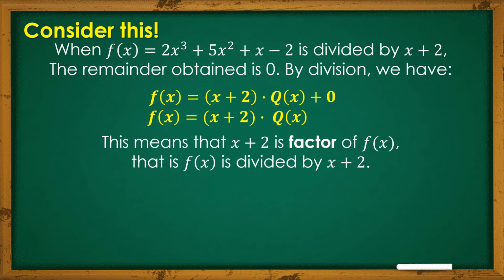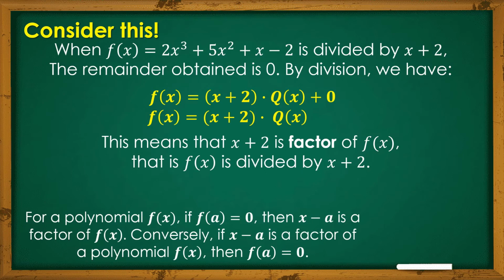Using long division o kaya synthetic division, o kaya gamitin yung remainder theorem, 0 ang ma-obtain na remainder kapag dinivide natin yung dividend sa divisor na x plus 2. At kapag 0 ang ating remainder, ang ibig sabihin, factor yung x plus 2 ng ating given dividend. So for any polynomial f of x, if f of a is 0 or naging 0 ang remainder, then x minus a or yung divisor is a factor of our f of x or ng dividend.